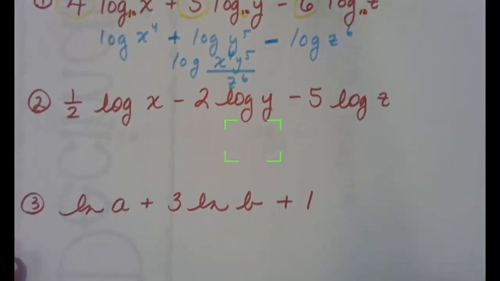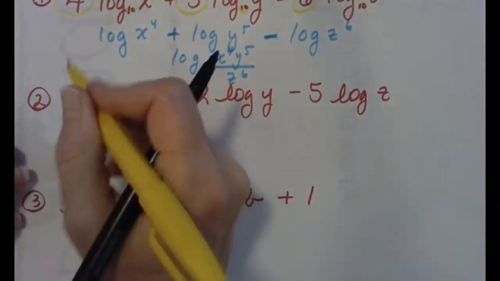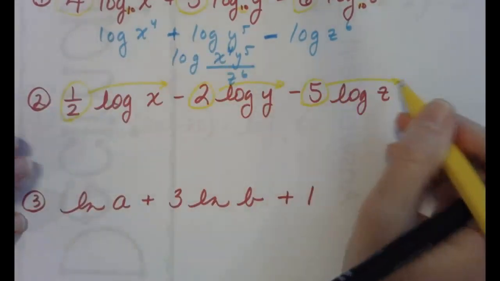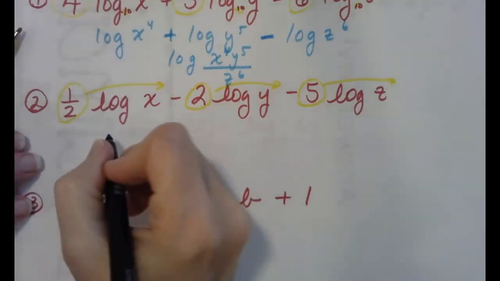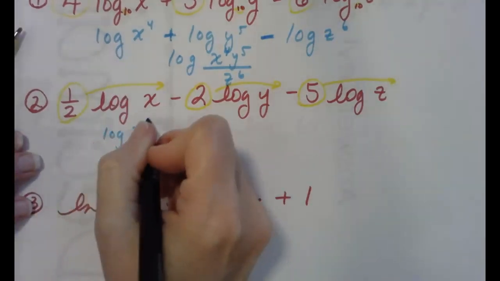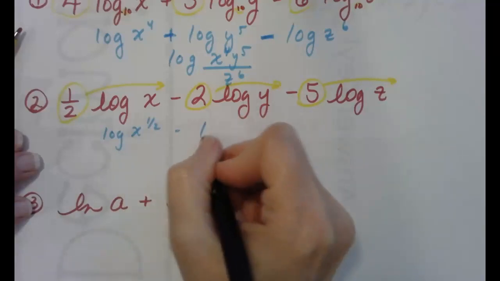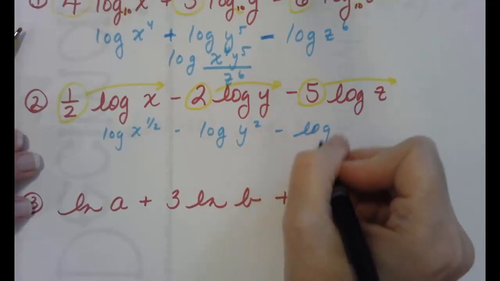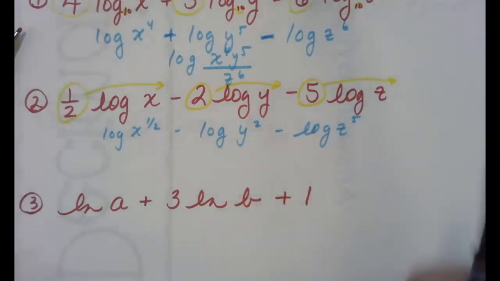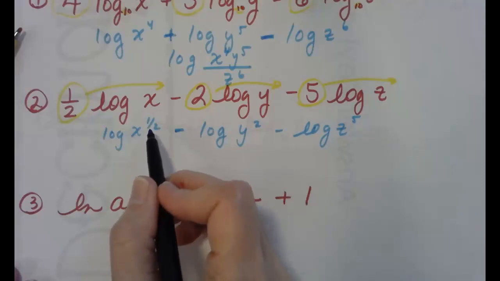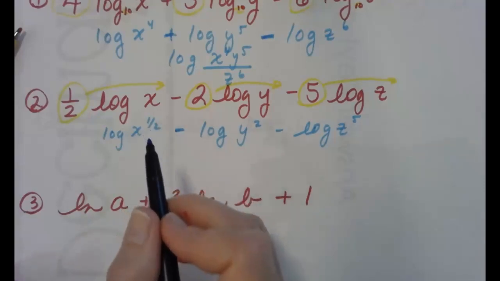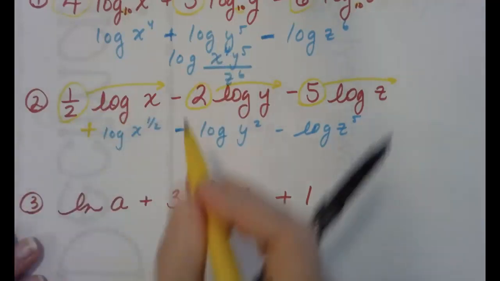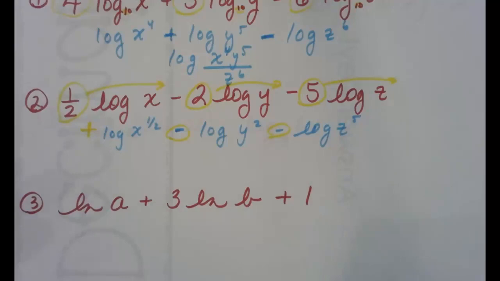Number two, similar situation. First thing we're going to do is Superman these back to being exponents. So we end up with log of x to the 1/2 minus log of y squared minus log of z to the 5th. Once again, if you have a 1/2 power, that is the same thing as a square root. Also a reminder, this guy up front is positive, but both of these guys are negative.